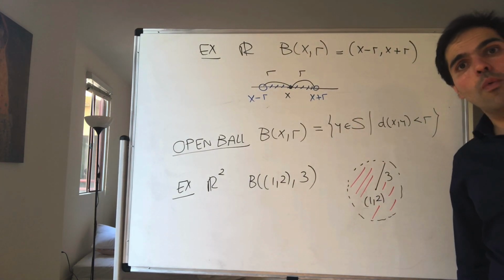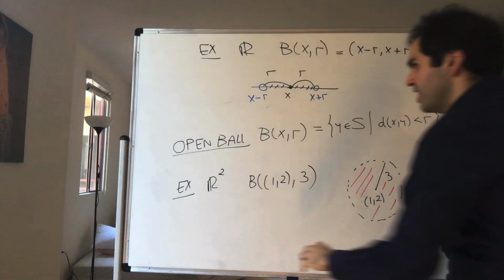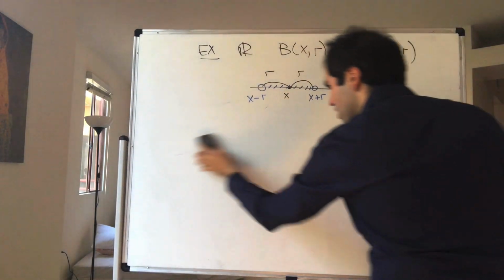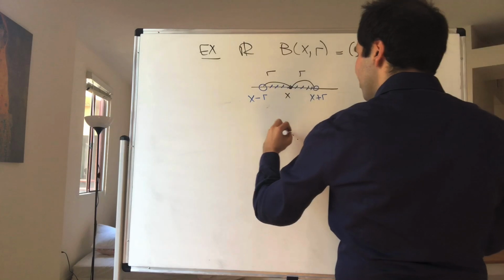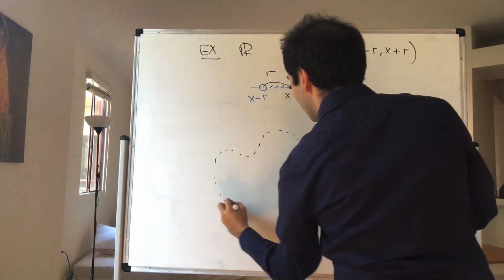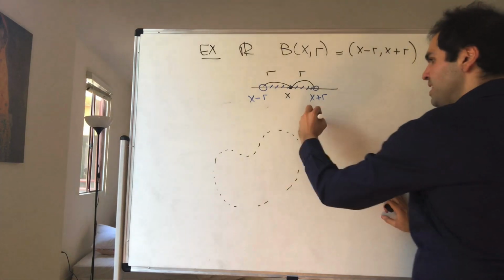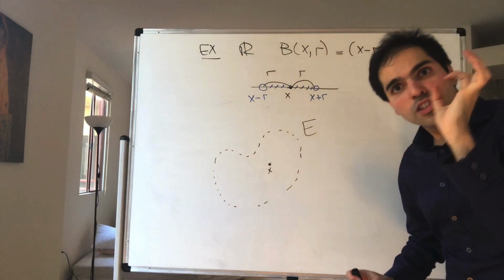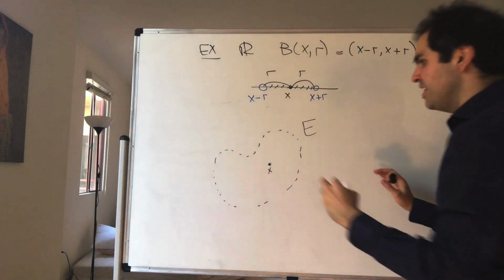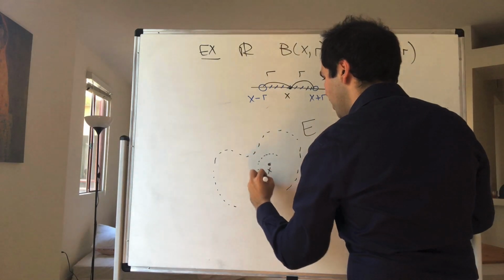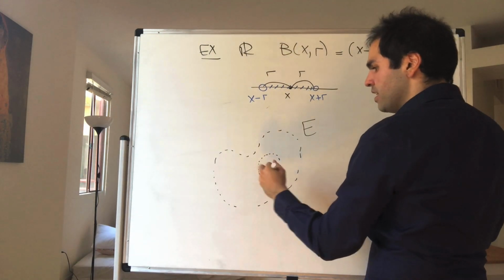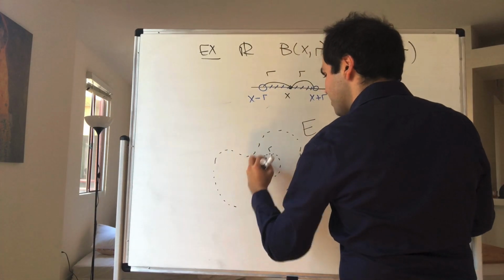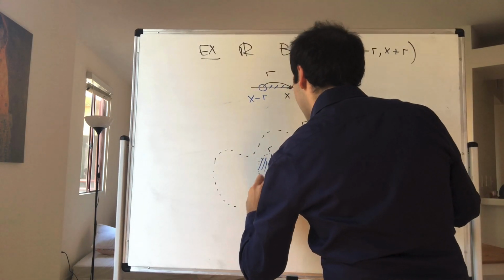Okay, now that we know what an open ball is, we can finally define what an open set is. And it's kind of neat. What does it mean for a set E to be open? Well, it just means that no matter which point in E you pick, there's always a small ball that's included in E. In other words, for any point x in E, there's always a small enough radius r such that the ball centered at x and radius r is included in E.